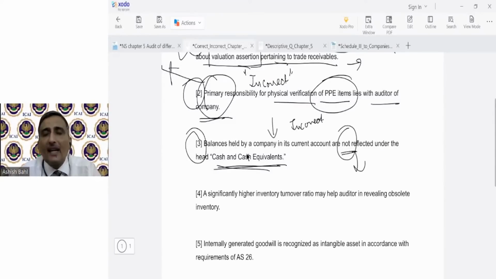जो करंट अकाउंट में कंपनी का बैलेंस है वो कहां आएगा, वो तो कैश और कैश इक्विवेलेंट्स में आएगा. So in the balance sheet of a company, in accordance with the Schedule 3 requirements, we do not write cash and bank balances. We write cash and cash equivalents. It means that under this head, those items are classified, those items are presented which are readily convertible into cash, which are liquid, which are as good as cash. Okay.